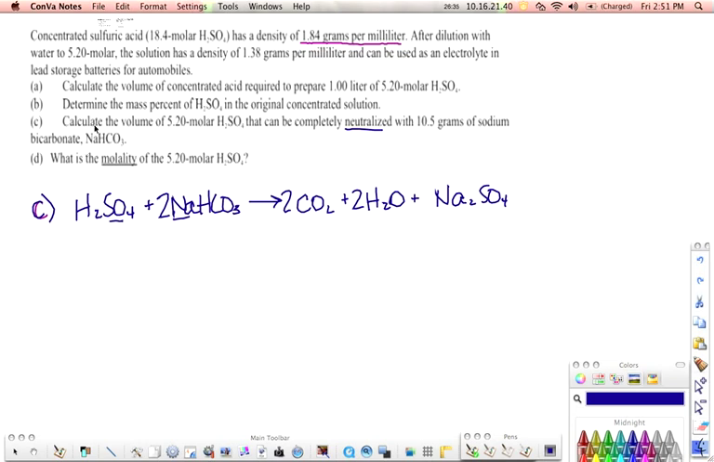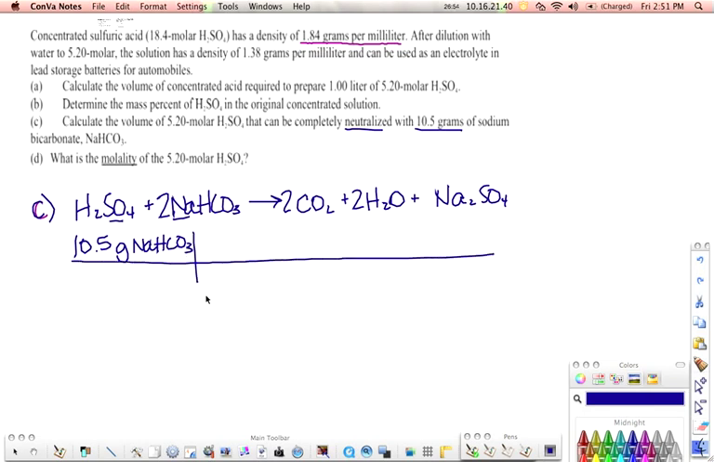Now, the question said 10.5 grams of sodium bicarbonate will neutralize what volume of our diluted sulfuric acid? Well, this is just your basic stoichiometry problem. So I have 10.5 grams NaHCO3. Set this up. NaHCO3 has a molar mass of 84.01 grams per mole.